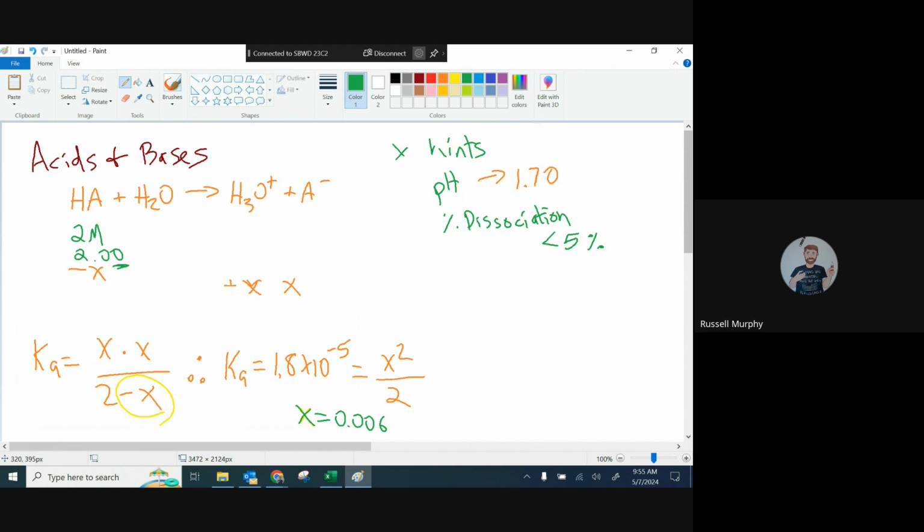And then quite often, now that we've got x, we could find the pH. That's usually the last question here, is find the pH. So if we take the negative log of that number we just got, negative log of 0.006, we would have our pH. 2.2. Our pH is 2.2.